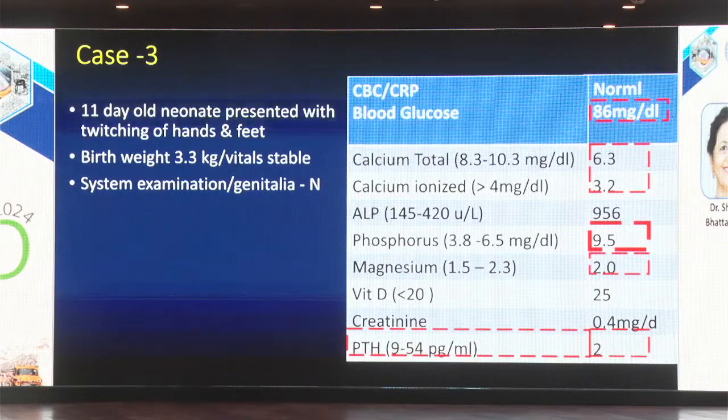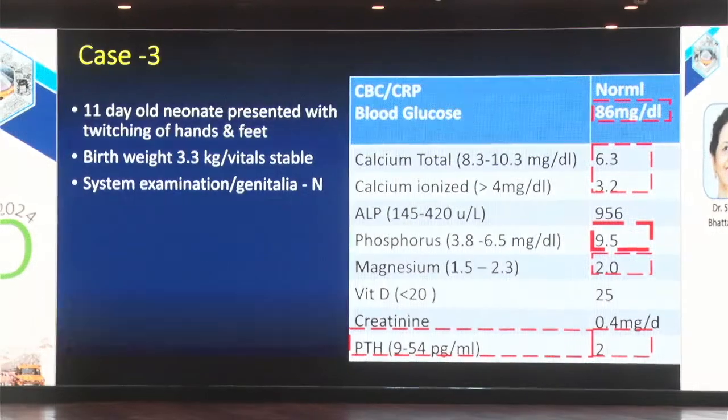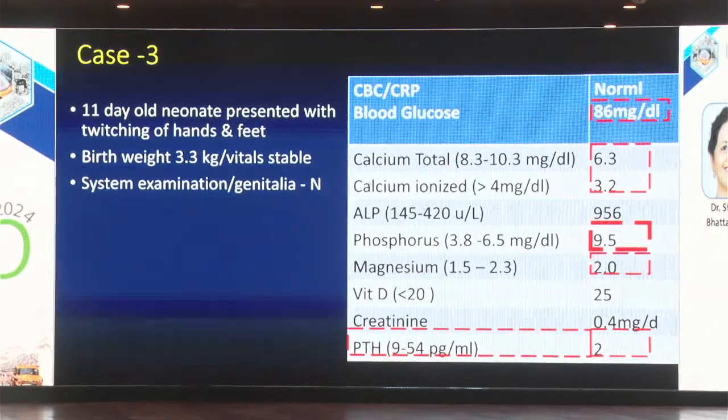So low calcium, both total and ionized. High ALP, phosphorus is 9.5, 11-day-old baby. Magnesium is normal. Creatinine is normal, so renal conditions are ruled out. Vitamin D is fairly okay, which is 25, and PTH is low. So you have to think of two things. Yes? Hypopara, very good. That is the easy diagnosis because the phosphate is high.